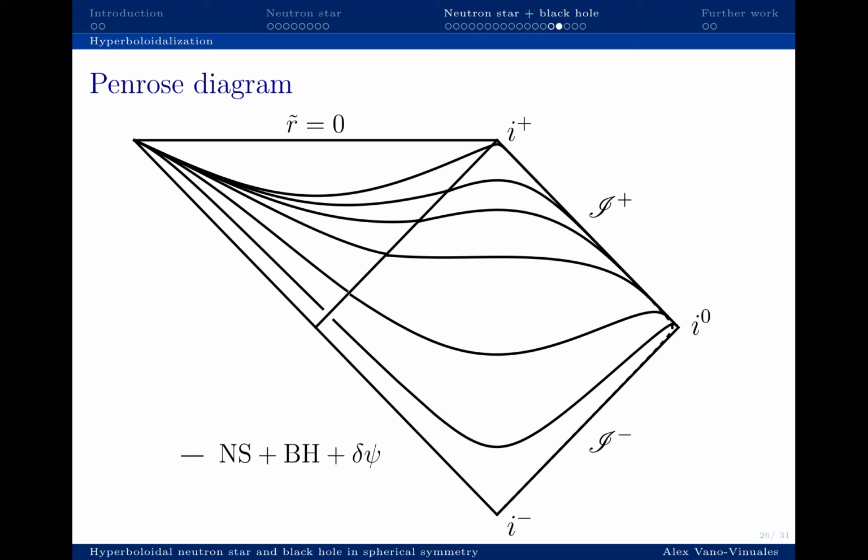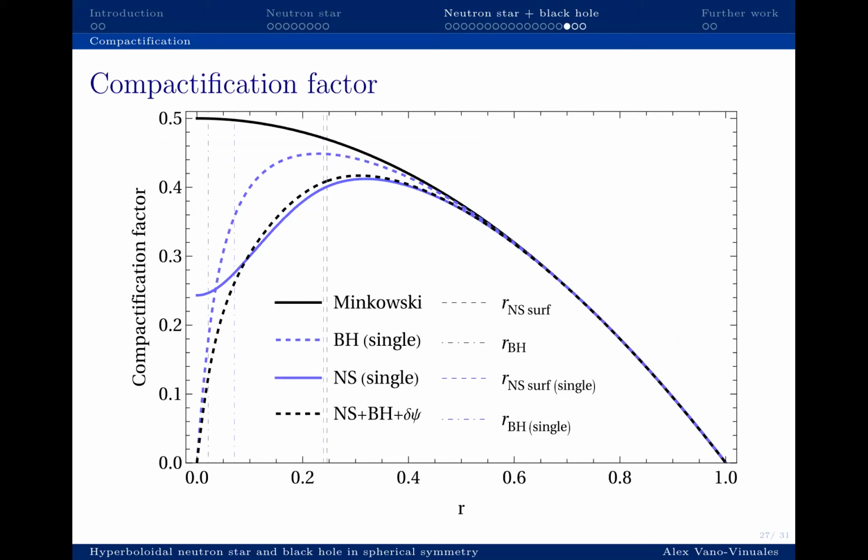And now finally, to be able to implement this in the code, we need to compactify it. This is calculated as before, by imposing that the spatial metric be conformally flat, because we're in spherical symmetry. And in this case, there are many lines here. The relevant one is the thick dashed black line.